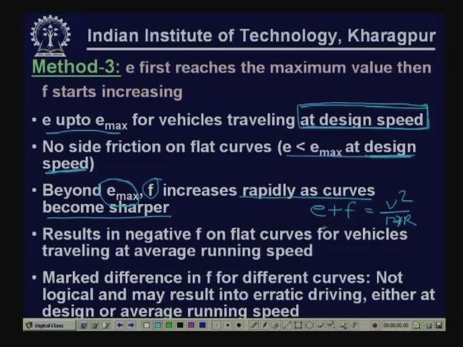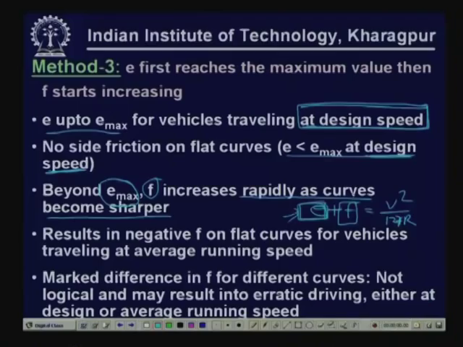So, essentially what it indicates, we have provided the E value corresponding to the design speed. Now, if a vehicle is not traveling at design speed, then this V square by 127 R value will be lesser as compared to a situation where the vehicle is traveling at design speed. So, if vehicles are not traveling at design speed, this V square by 127 R value is lesser, but we have provided E with respect to the design speed. That means, the E value is higher. So, this immediately indicates that a negative value of F is assumed, and this will be there only for the flatter curves where vehicles are traveling at average running speed, not at design speed.